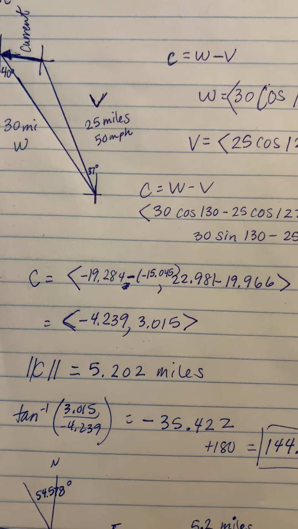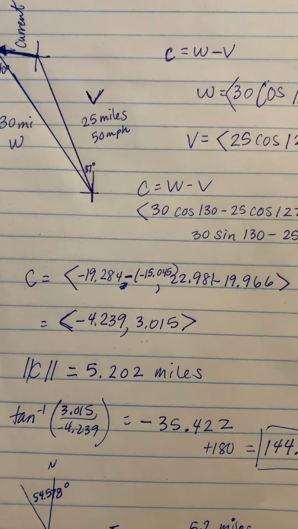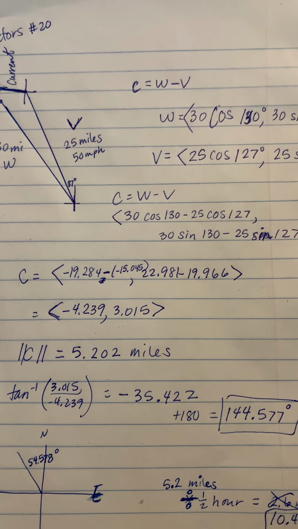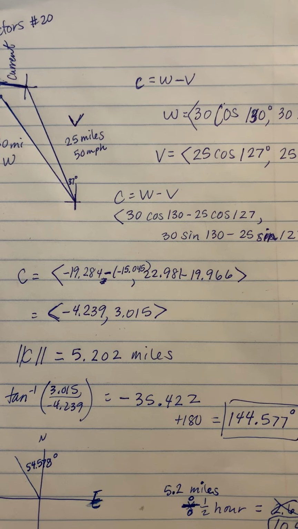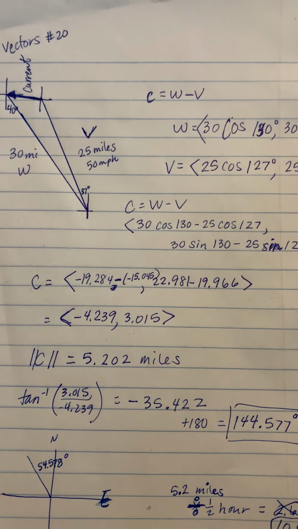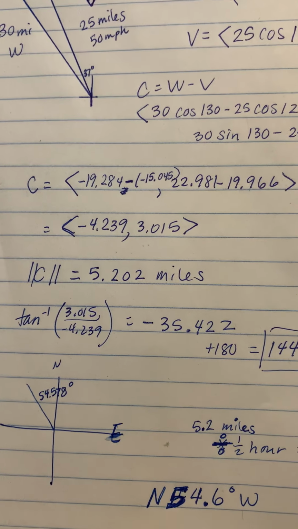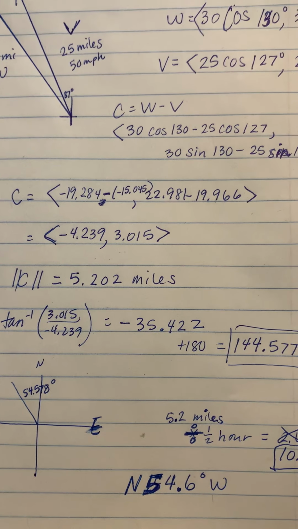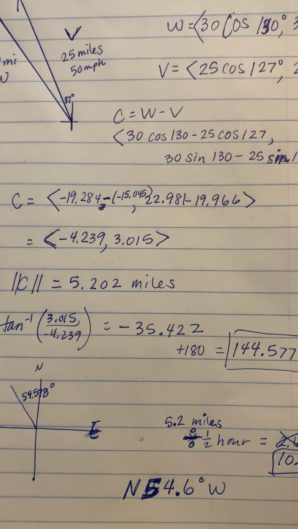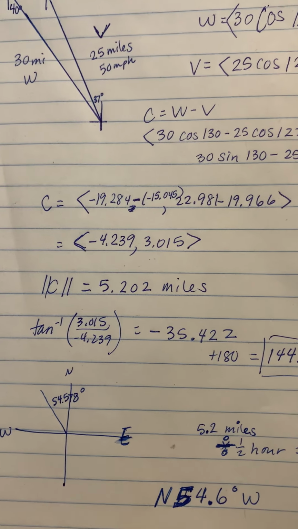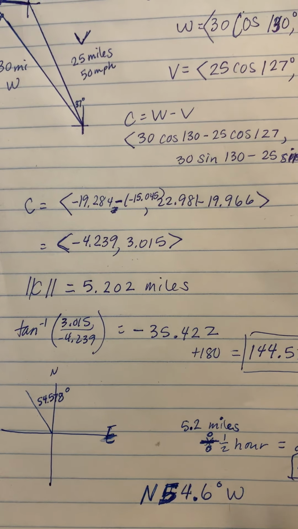And then I did the inverse tangent. I got a quadrant 4 negative angle, but I need it to be quadrant 2, so I added 180, and I got this angle in quadrant 2. But I really want that to be a bearing, so now I'm going to subtract 90 out of that. I wrote it in my picture. So after taking 144.577 and subtracting 90, I get 54.578. And so that's a north 54.6 degree west bearing.